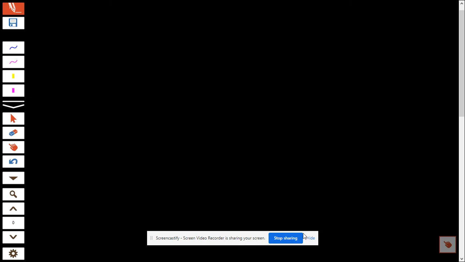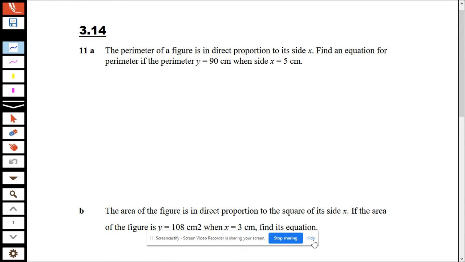Okay, boys, we're going to look at exercise 314, question 11. And I just want to refer you to looking at exercise 304 as a part of this because we've already done the mathematics for this question. This question involves direct variation, and we did that back earlier in the chapter.